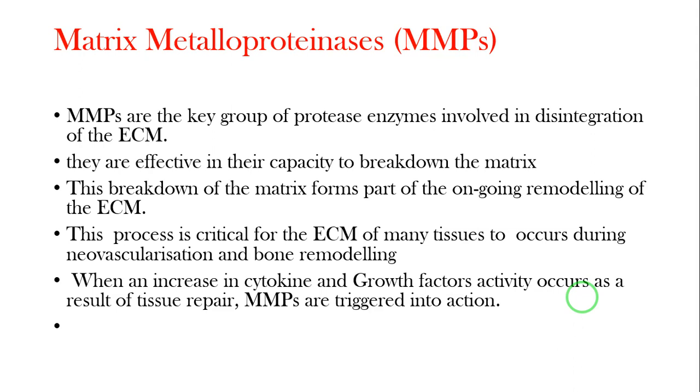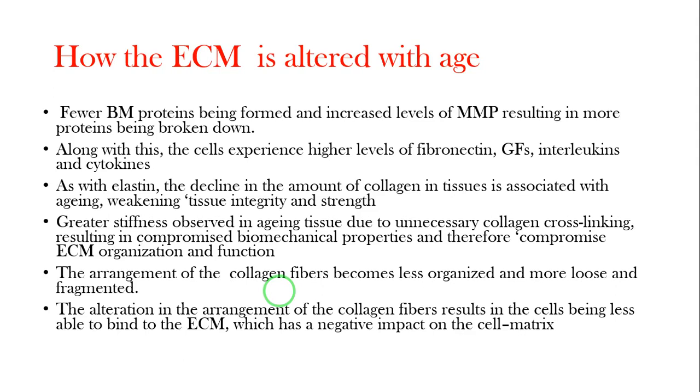What are the stimuli for this process? It's activated by certain growth factors and by cytokines. Does the extracellular matrix change with age? The answer is yes. With age, the amount of protein formed in the extracellular matrix is less than before, and the activity of the matrix metalloproteinase that breaks down the protein increases. So the amount of protein being broken down is more than the protein that is formed.